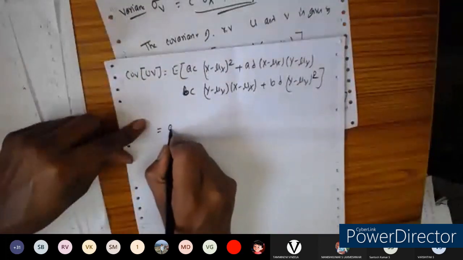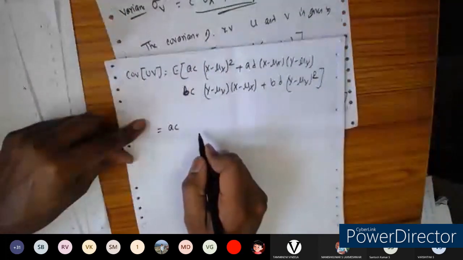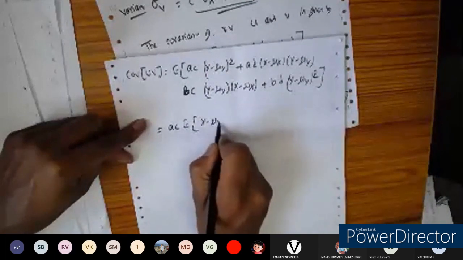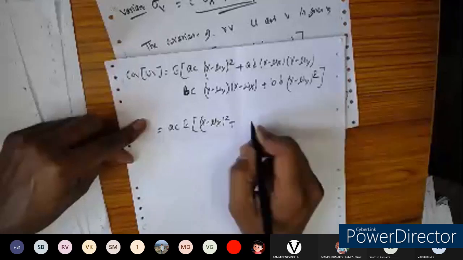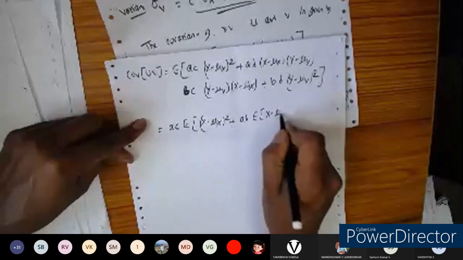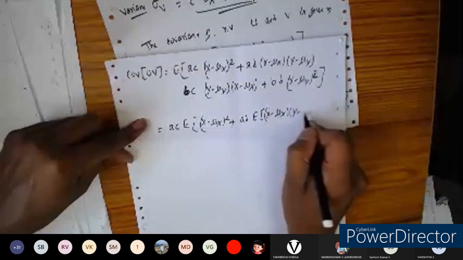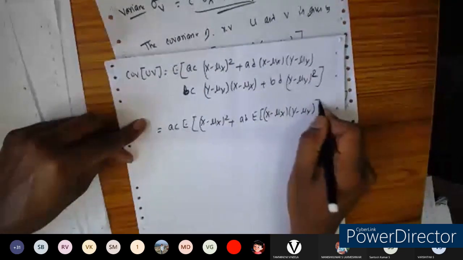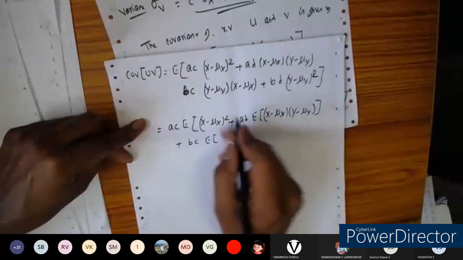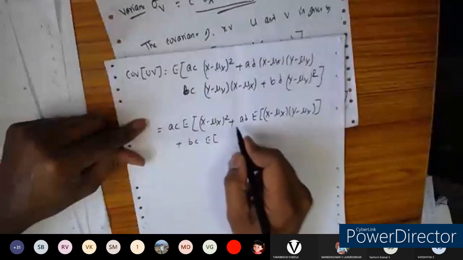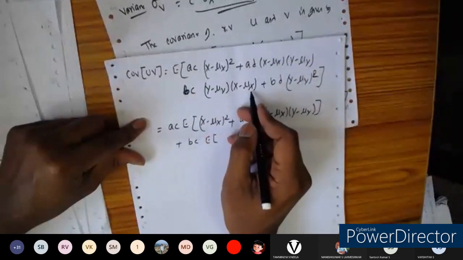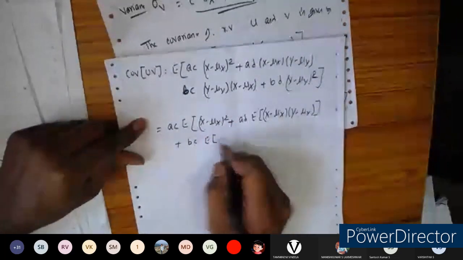So this has become A into C, which is a constant. The expectation of a constant is the constant only. So it is A into C, expectation of (x minus nu x) the whole square, plus A into D, expectation of (x minus nu x)(y minus nu y), plus B into C, expectation of the same term. Both are the same here, so let us write it later.